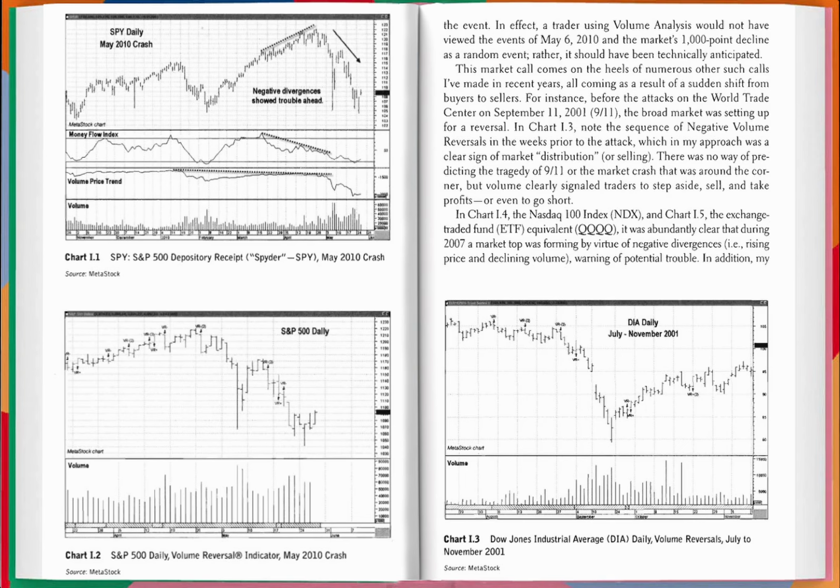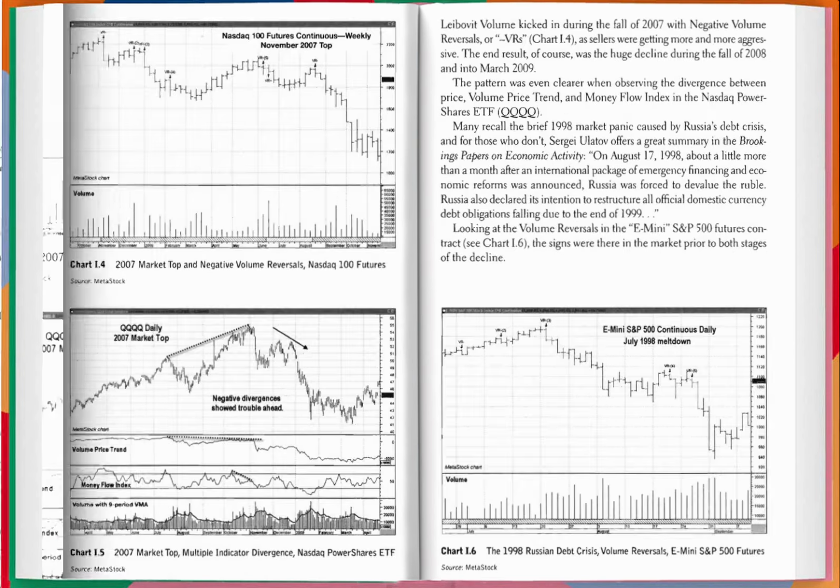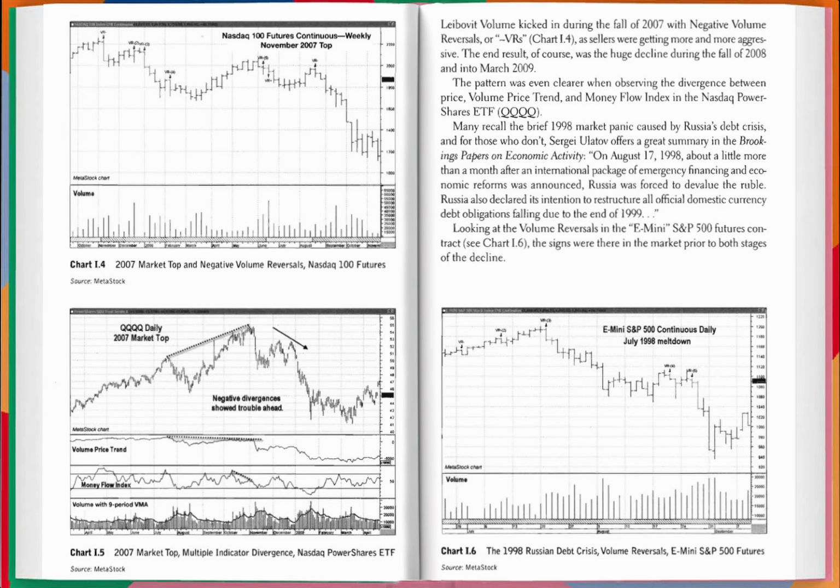In Chart 1.4, the Nasdaq 100 Index, NDX, and Chart 1.5, the Exchange Traded Fund ETF equivalent QQQQ, it was abundantly clear that during 2007 a market top was forming by virtue of negative divergences, i.e., rising price and declining volume, warning of potential trouble. In addition, my Leibovit volume kicked in during the fall of 2007 with negative volume reversals, or VRs, Chart 1.4, as sellers were getting more and more aggressive. The end result, of course, was the huge decline during the fall of 2008 and into March 2009.